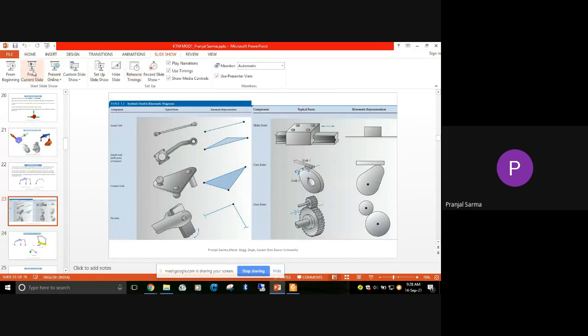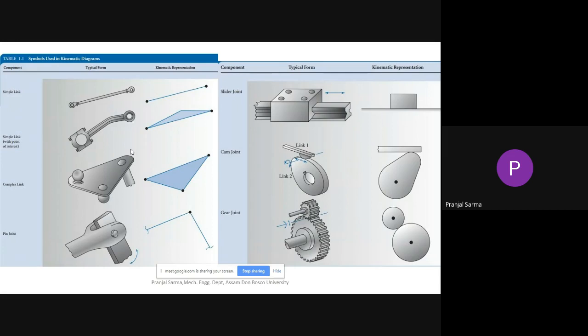Now, already I have said that in practice, in real life, the different links may look different. They will have a certain different look, but for ease of understanding and ease of drawing, we try to show them in a simple manner. So here you can see one list has been made, showing the kinematic representation of the actual typical frame or link forms. The first one is a simple binary link. In actual sense it may look like this, but in our case, to make it simple, we'll be drawing it like this.